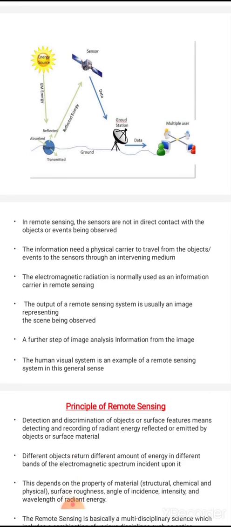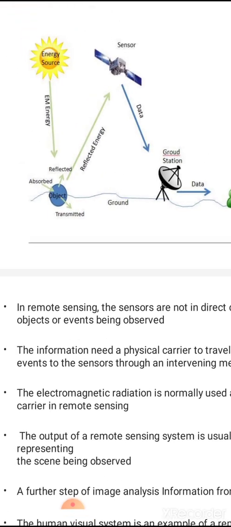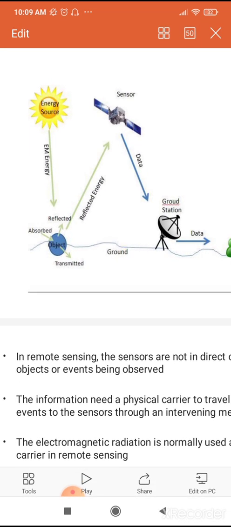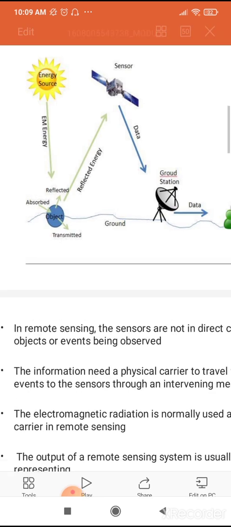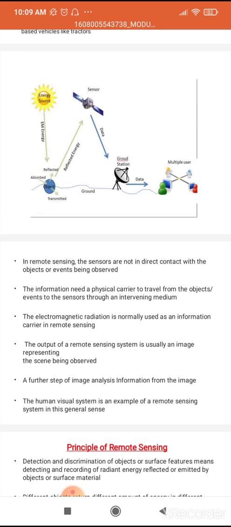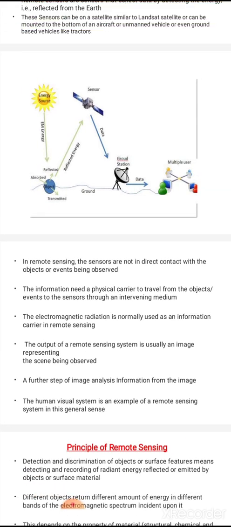The information needs a physical carrier to travel from the objects or events to the sensors through an intervening medium. So here the information from the object travels to the sensor through this reflected radiation, through a medium. Okay. The electromagnetic radiation is normally used as an information carrier in remote sensing. So here through this electromagnetic radiation the information about the object is transferred to the sensor. Okay. So here the medium is electromagnetic radiation.